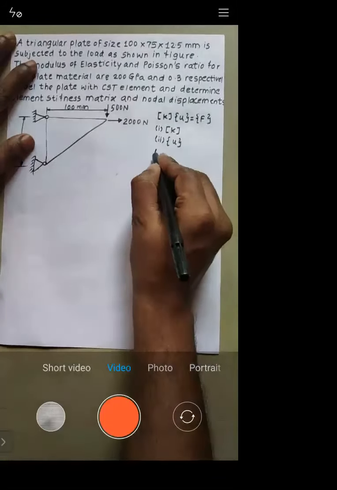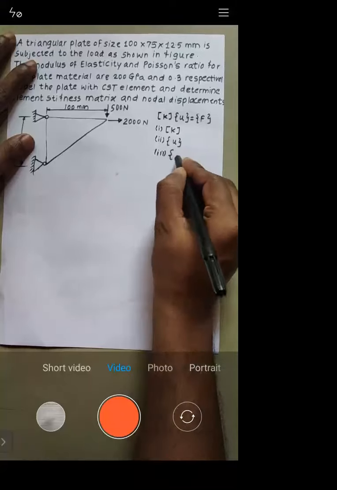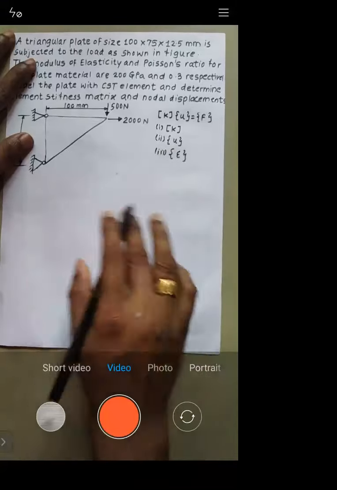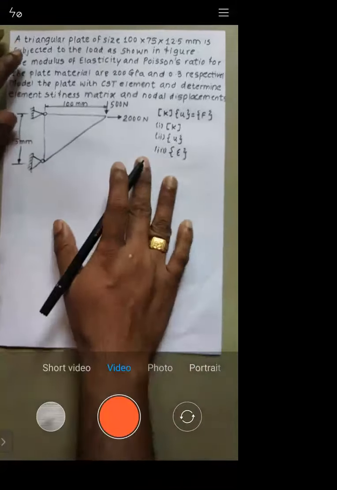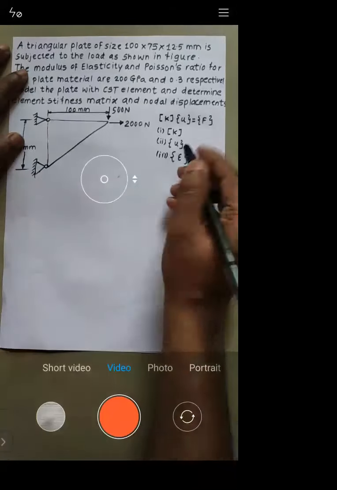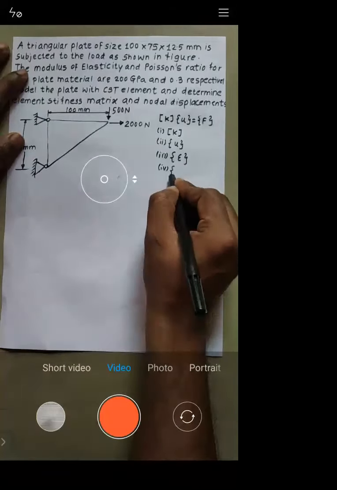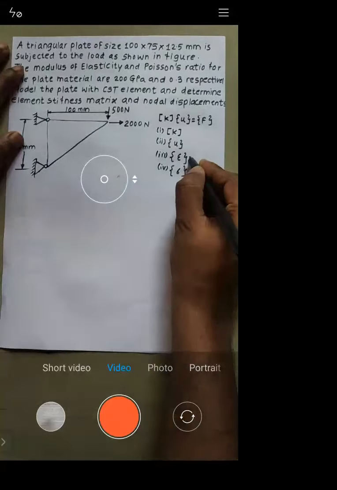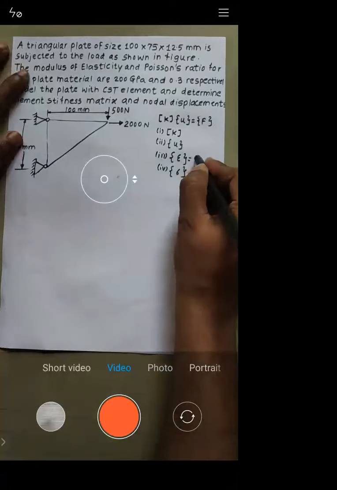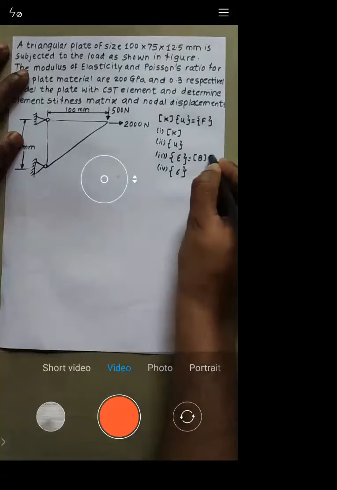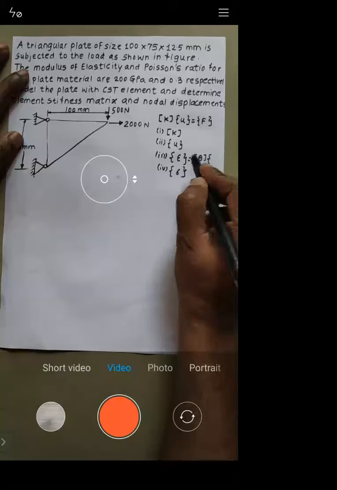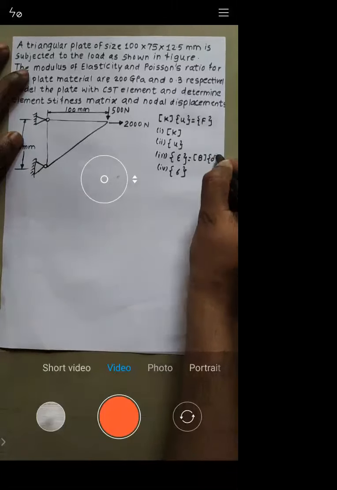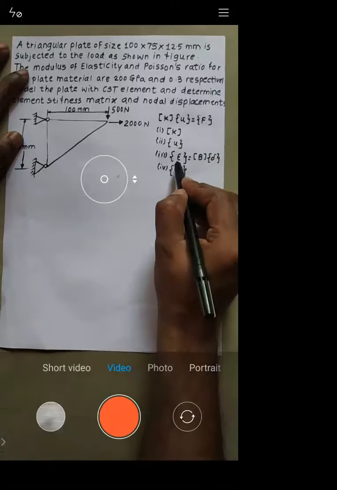Now once we have displacement, we can calculate strain, and once we have strain, we can calculate stress. Is it okay? Yes or no? Yes. Right. What is the formula for strain? Strain is equal to B, that is a matrix which relates strain to the displacement. So it is B into displacement. Strain is equal to B into displacement.